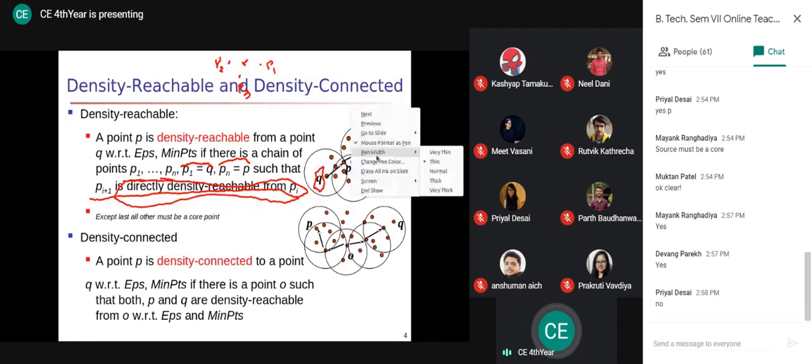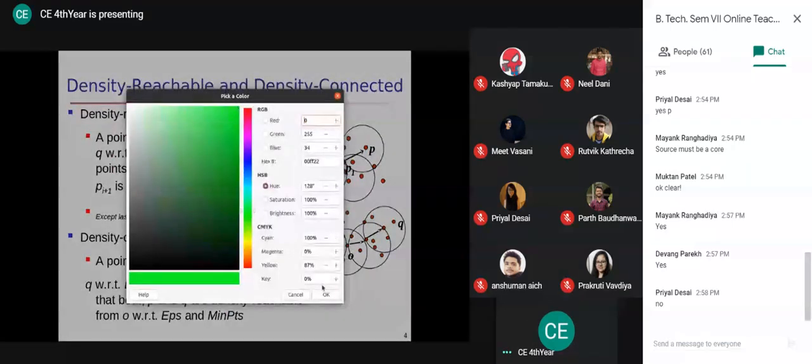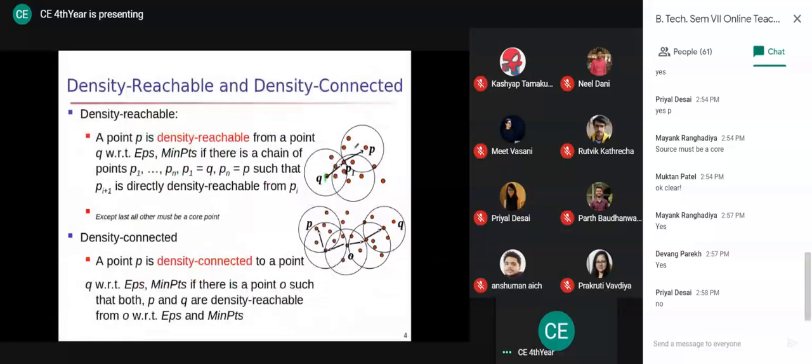revisit this example. So here we have three circles, three points: Q, P1 and P. Let me just highlight those points so that it might be more clear. This is P, this is Q. These green highlighted points are Q, P1 and P. I hope you can identify which is the circle of which point: which is the circle of Q, which is the circle of P1, and which is the circle of P. Now, just consider point Q.